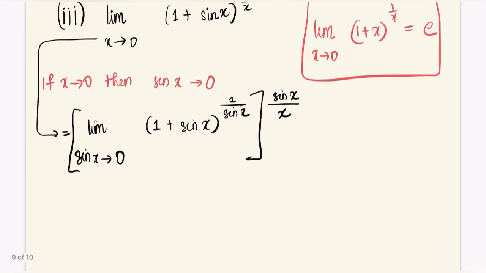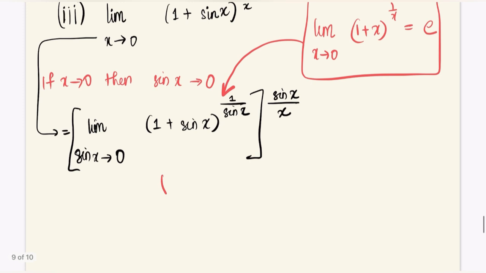Now I can very well apply this formula inside the square bracket and I can get the answer as e. But there is something more left to be done before I apply the formula. What happens to this? You can't simply write it as e raised to sine x upon x. In the answer, the x variable should never appear. It should always be a number. So we apply one of the properties of the limits over here. I apply the limit on the numerator as well.